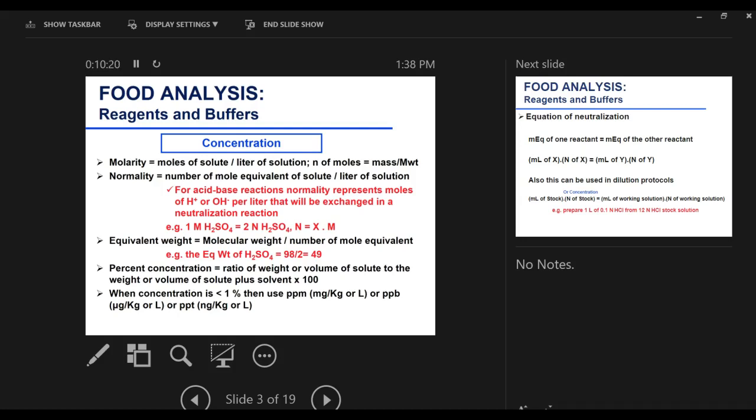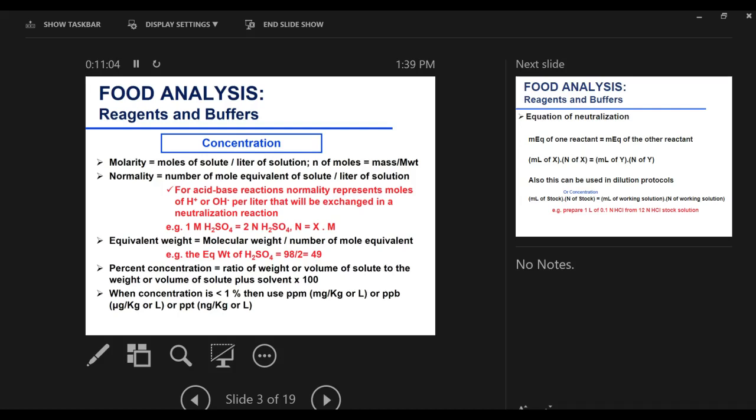Equivalent weight is simply the molecular weight per number of mole equivalent. So instead of the regular molecular weight, which is mass per 1 mole, here it's mass per number of moles of equivalent. So the equivalent weight of H2SO4 is 98 grams divided by 2, which is the number of mole equivalents, is 49. Again, this is relevant when we calculate organic acid concentration, especially the organic acids that do have more than 1 carboxyl group. We'll get back to this again later on in the semester. So hold that thought, remember, for later.